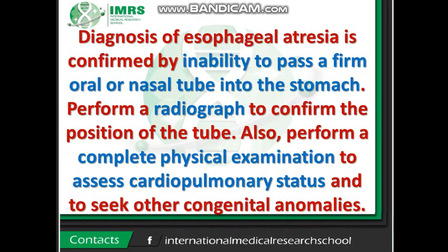Diagnosis of esophageal atresia is confirmed by inability to pass a firm oral or nasal tube into the stomach. We use an oral or nasal tube, which is firm, into the stomach. There is inability to pass this tube into the stomach, and we perform a radiograph to confirm the position of the tube. Also perform a complete physical examination to assess cardiopulmonary status. This is very important, and to seek other congenital anomalies.